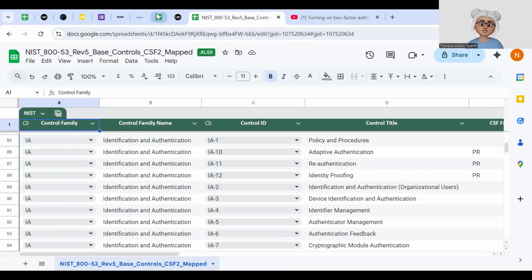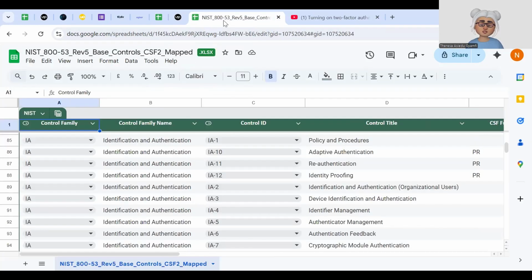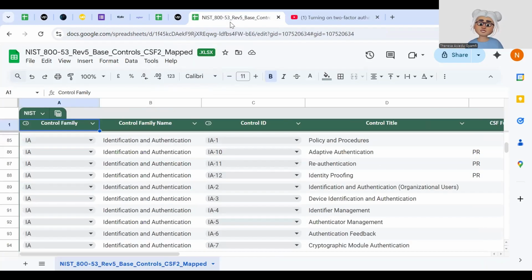Is that okay? So under the next 853 control family, we have AC and IA, which can be mapped to the logical access of the ISO 27001 control. Is that okay? So the AC here is access control family of the NIST 853, and the IA here is the identity and authentication control family of NIST 853.